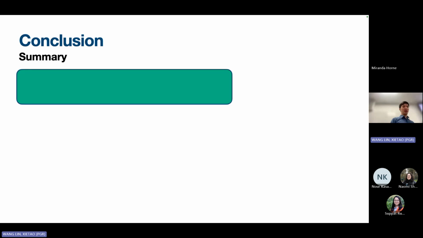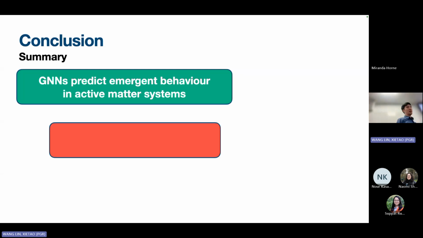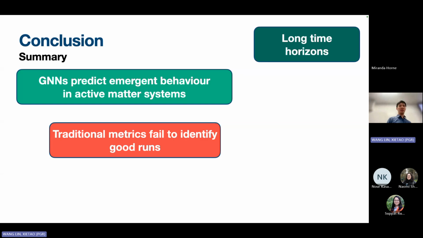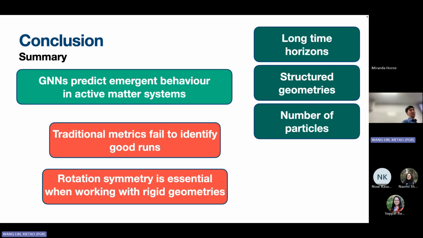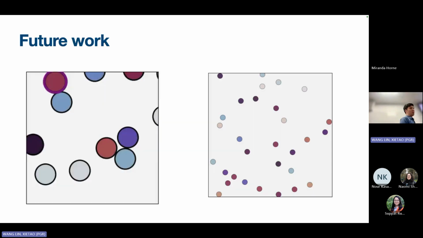So in summary, we have shown that graph neural networks manage to predict emergent behavior in active matter systems. A few pitfalls we found are that the traditional metrics don't really identify the somewhat better runs than just random, and that rotation symmetry is essential when working with rigid geometries. Okay, so that's that.